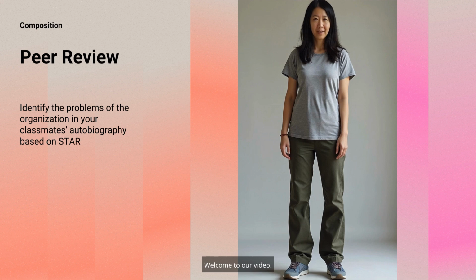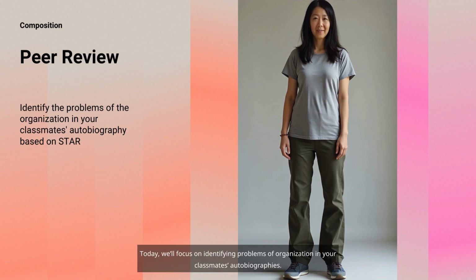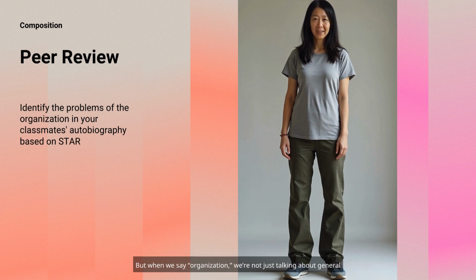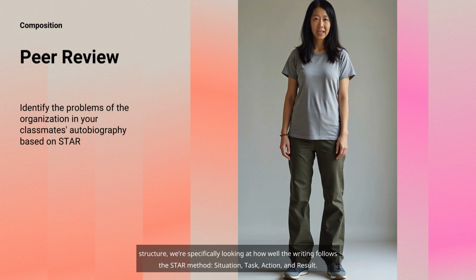Welcome to our video. Today we'll focus on identifying problems of organization in your classmates' autobiographies. But when we say organization, we're not just talking about general structure. We're specifically looking at how well the writing follows the STAR method: situation, task, action, and result.